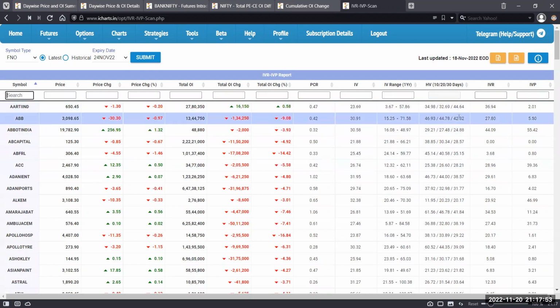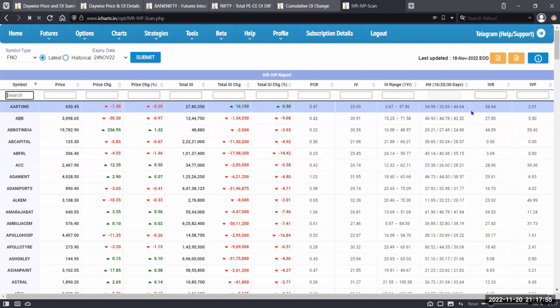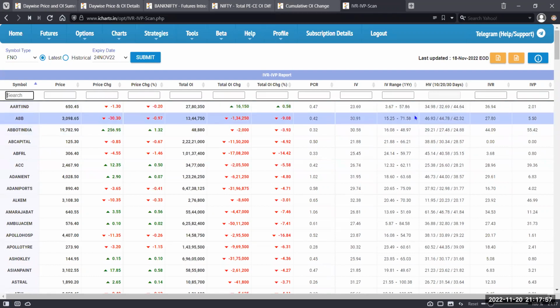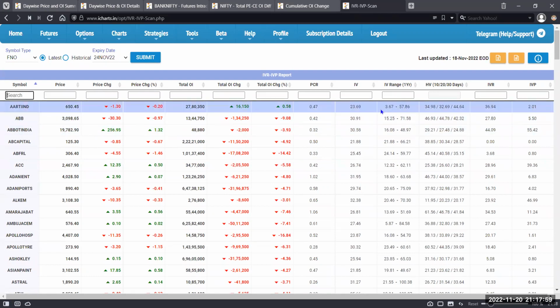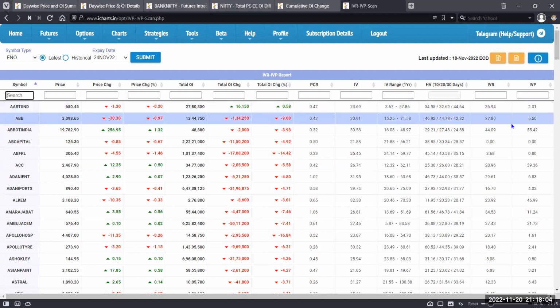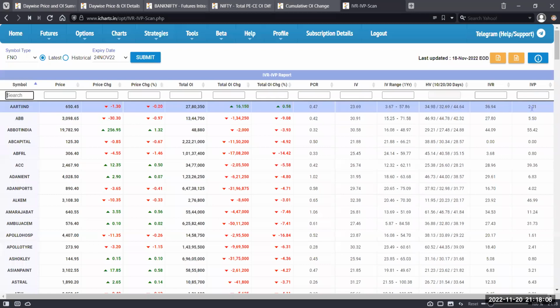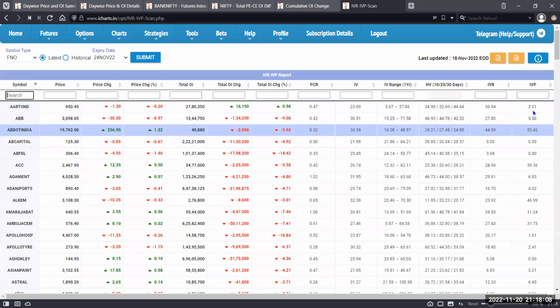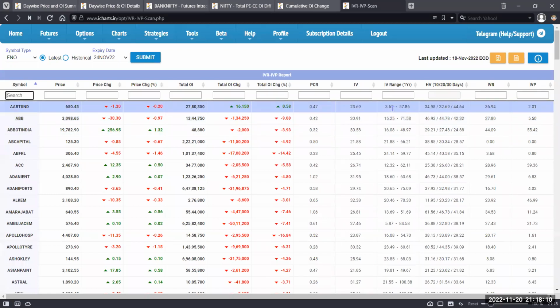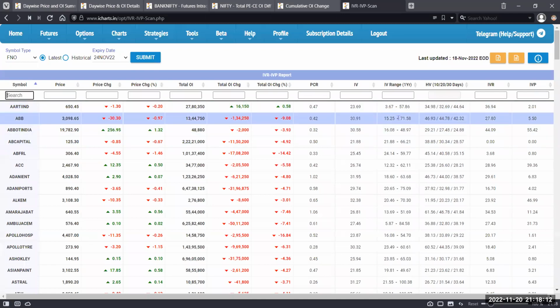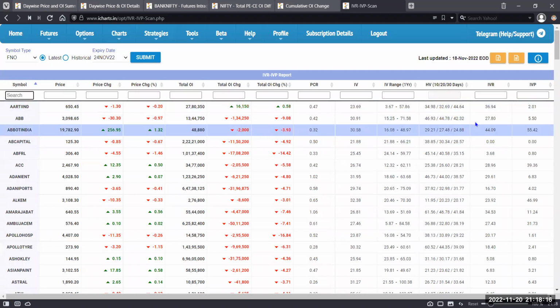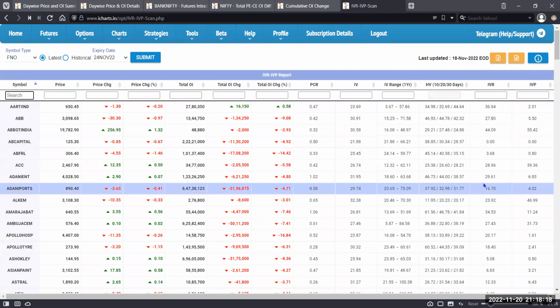IV range, what happens is sometimes when there is a big spike, then this will get distorted for a while, because the spike has to go out of this range. Until that time, the IVR will not show you correctly. IVP will still keep showing you correctly. Try and keep an eye on both. And if there is a big spike in the 1 year range, then avoid IVR for that particular script. Otherwise, it should be fine, anything that you use.